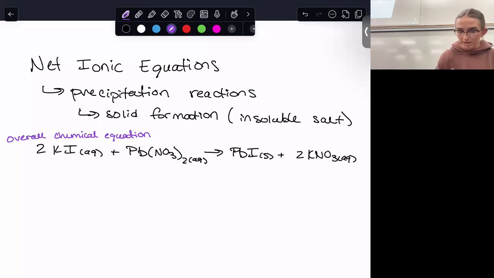Okay, we can split our overall equation into its ion forms. So if something is aqueous, what does that mean for the ions? Is it looking like potassium iodide, or is it looking like potassium and iodide? Potassium and iodide, right? They split apart. They're no longer a compound. They are their ion forms. So we have how many potassium ions? 2. So we have 2K+ aqueous. We have 2 I minuses, those are aqueous.